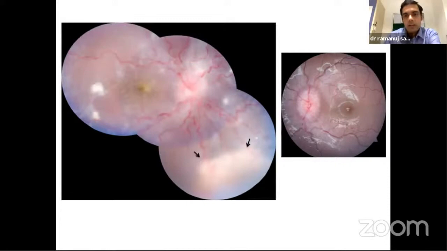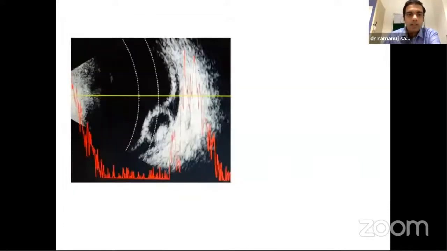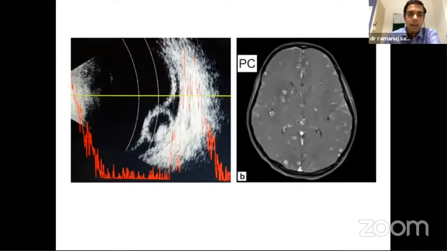And in the left eye, we saw disc edema. Other than that, the left eye was normal. So when we did ultrasound, we could locate, again, subretinal cysticercosis with a scolex. And after doing a brain MRI, we could see multiple neurocysticercus lesions at various stages.